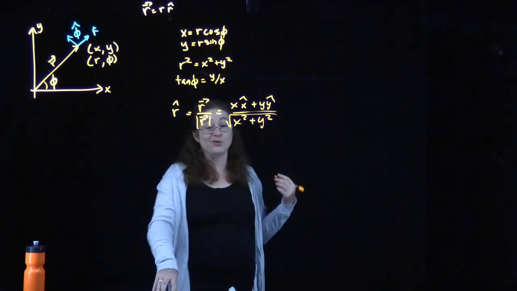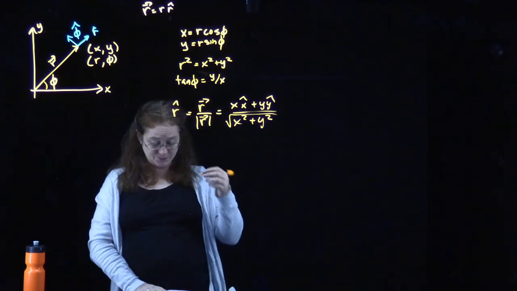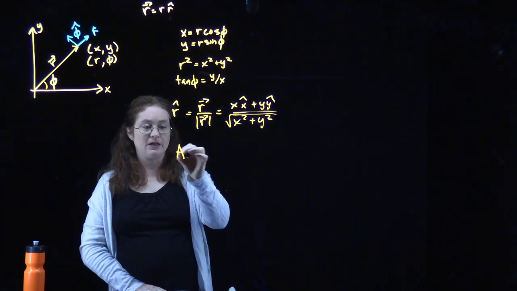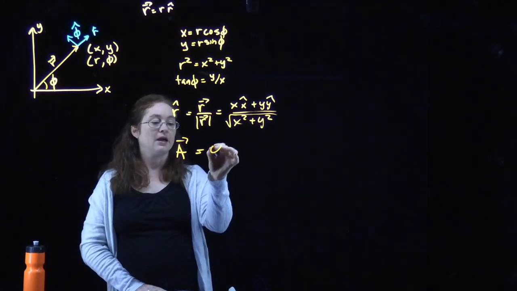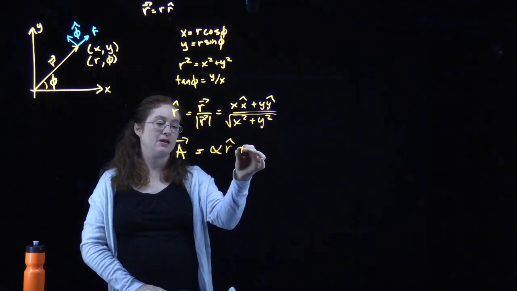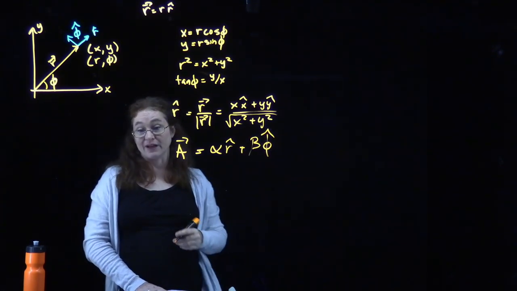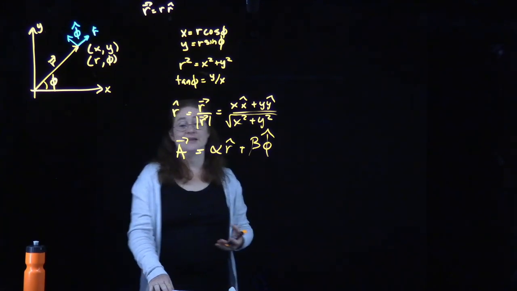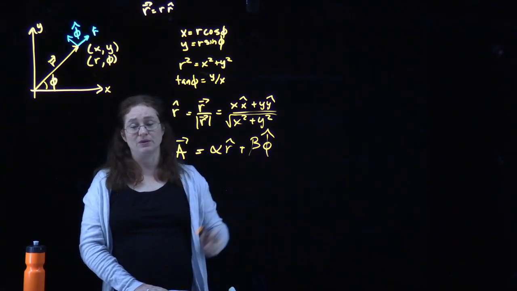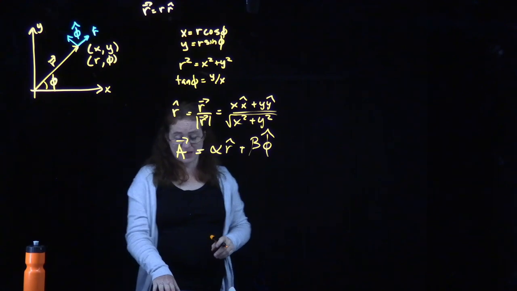All right, so now we can denote any vector A as some number times r hat plus some other number times phi hat. All vectors can be described as some sum of components in the r hat and phi hat directions.